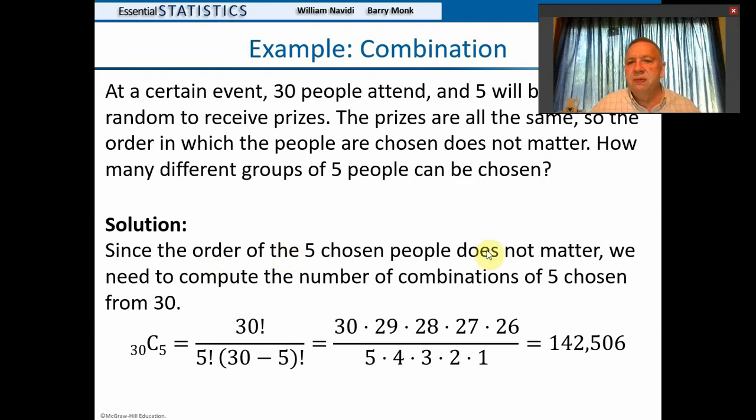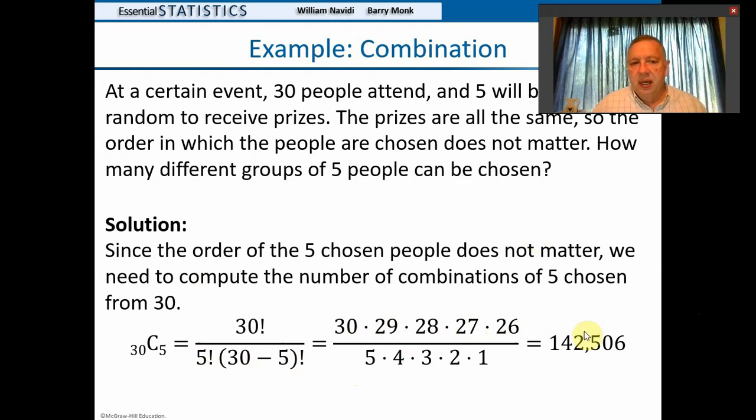Since the order of the 5 chosen people does not matter, we need to compute the number of combinations of 5 chosen from 30. So 30 choose 5 is 30 factorial over 25 factorial times 5 factorial. All the 25 factorial divides out, and I'm just left with 30, 29, 28, 27, 26 divided by this 5 factorial. And that gives us 142,506.